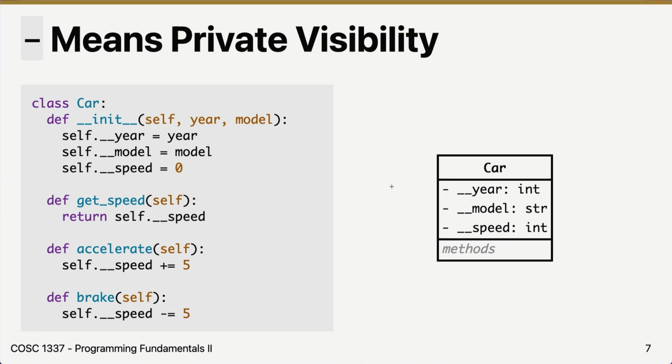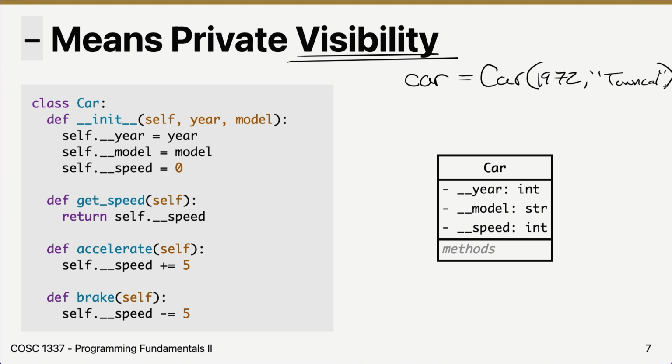Up next in the UML, we have what are called visibility modifiers. And visibility modifiers mean who can actually interact with things outside of the class. And so that's the important part. So if I do something like car is equal to car, and I give it the year 1972, and I give it like town car, like that. It's a Lincoln Town Car.